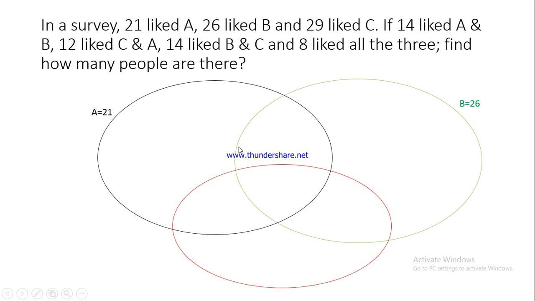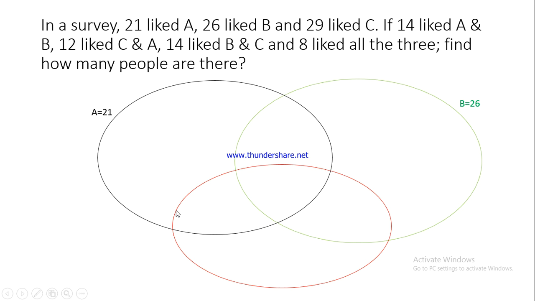This portion, have a look at this portion. You keep looking at the pointer. This portion is common in A and B, right? This portion. Since this portion is common in A and B, this would mean that this is denoting those people who are liking A as well as B.